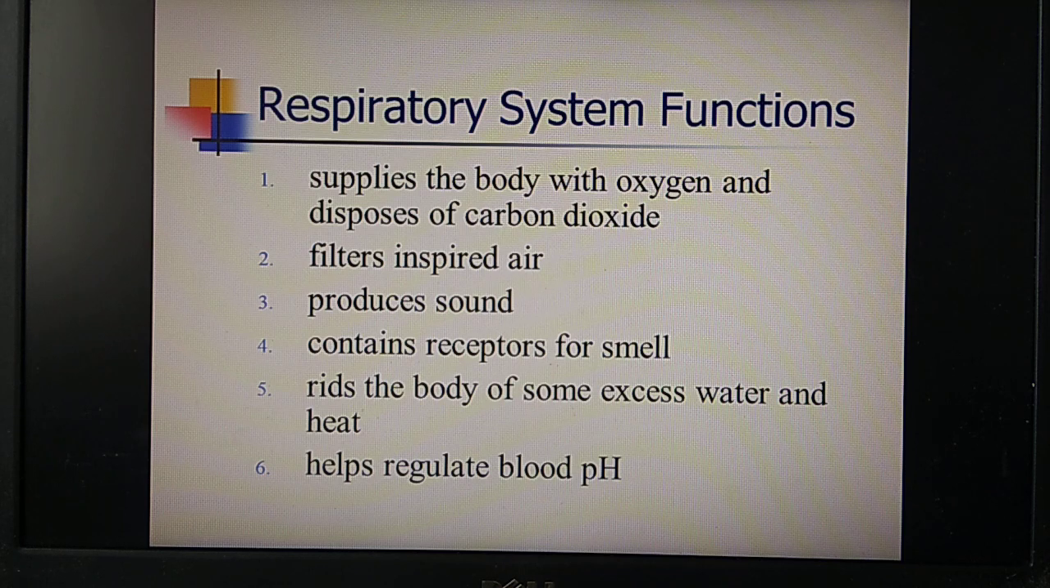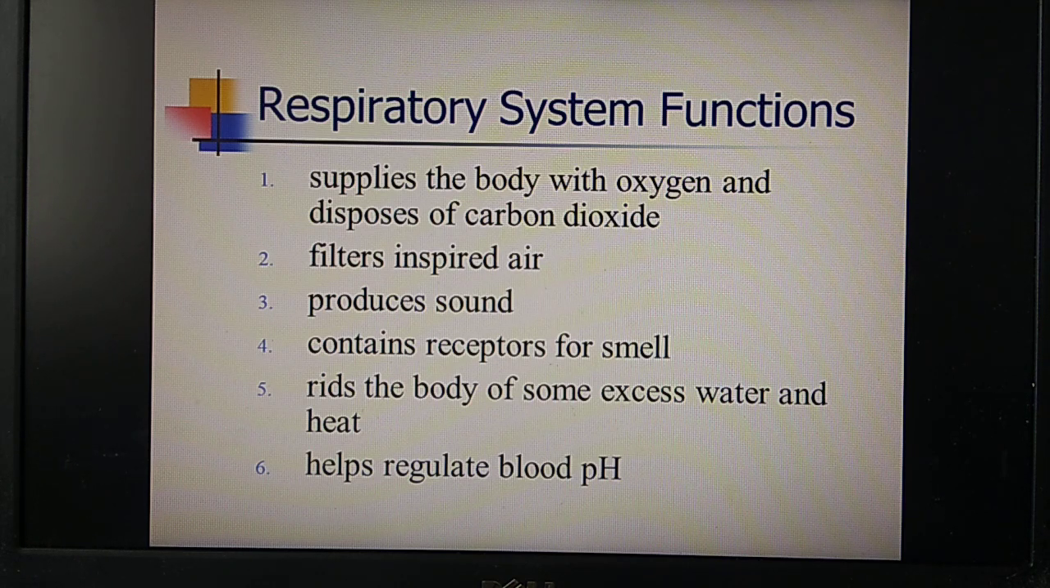And the second important function is that it filters the inspired air. See, air, as you know, is a mixture of gases. So this mixture of gases should be filtered because our lungs have the capacity to accept only the oxygen, and the formed carbon dioxide can be exhaled out.